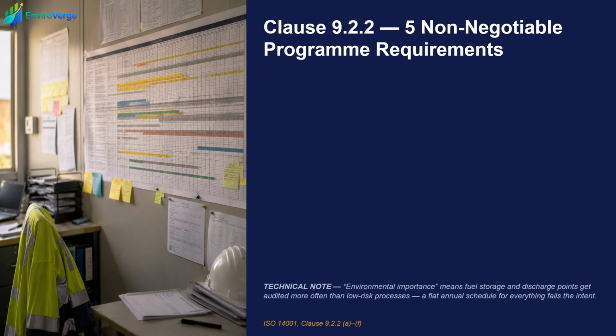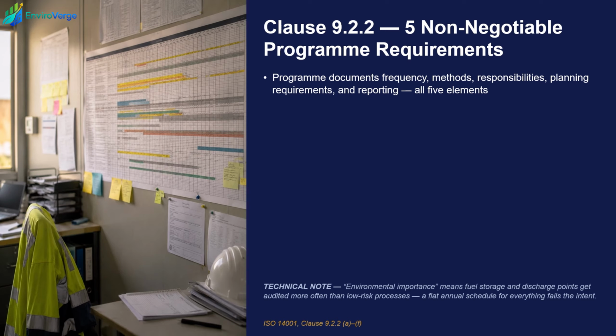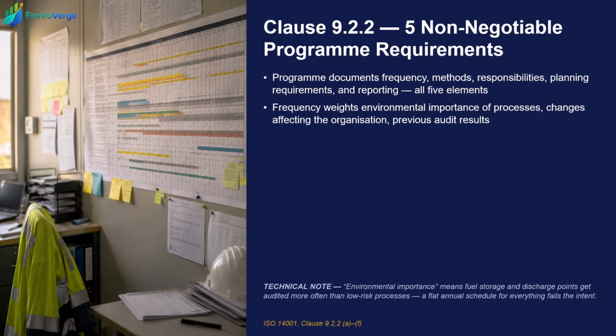So what does a compliant audit program require? Clause 9.2.2, 5 non-negotiables. First, the program documents frequency, methods, responsibilities, planning requirements, and reporting. All 5 elements written down. Second, frequency isn't flat. It weights the environmental importance of your processes, changes affecting the organization, and previous audit results. Your fuel farm gets audited more often than your stationery cupboard. A flat annual schedule for everything fails the intent of the clause.